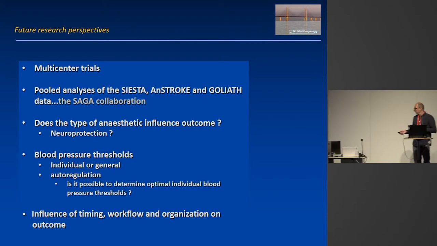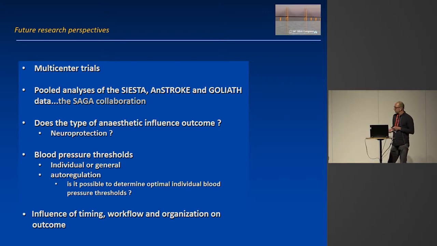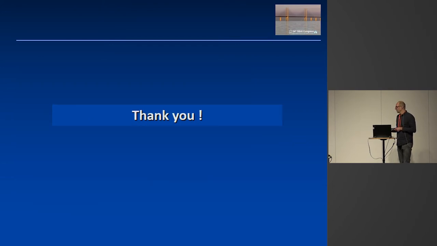Okay. And just the last slide here, future research perspectives. We need multicenter trials. We need some pooled analysis of the data from the 3 studies I've just shown. We need to see whether the type of anesthetic will influence outcome. And we also need to look at blood pressure thresholds. Maybe we could individualize the blood pressure for each patient. We could possibly do that with continuous blood pressure monitoring, autoregulation monitoring. Then we need to look at the influence of timing, workflow, and organization. How does that influence outcome? And thank you.